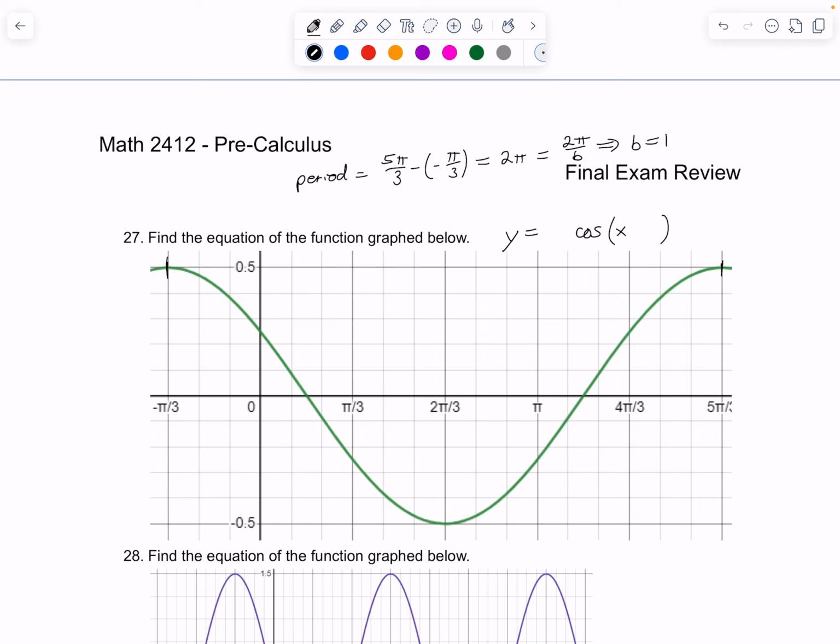So this will just be an x by itself because the period is not changed. The period was 2 pi, the period is still 2 pi. Nothing's in front of x. But the graph has been shifted. It's been shifted left by pi over 3. So I'm going to put plus pi over 3 to indicate that it's shifted to the left. Finally, I know that the amplitude is a half, which means a half goes in front, and the midline is still 0, so it hasn't been shifted up. So this is the final answer.